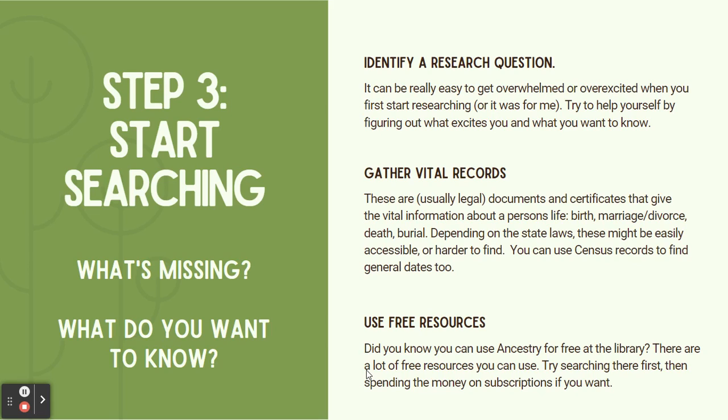And depending on the state, these might either be really easy to find or there might only be an index available that will only have the basic information. And you won't be able to see the actual certificates without paying for them. If you can't find the actual certificates, you can also use other documents to give you an idea. So, usually in the census, they will record the birth year and where they were born. It changes depending on the census, but it can be a great place to get the general dates for those vital records and vital information.